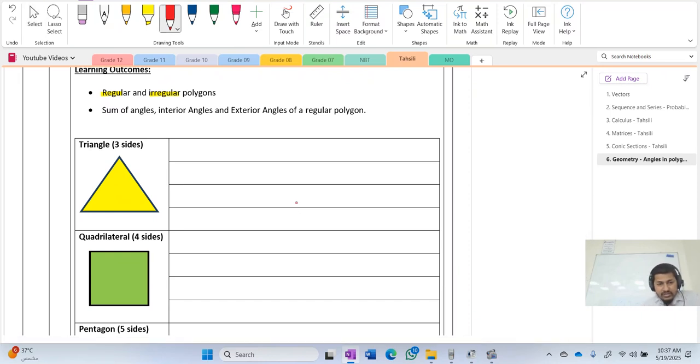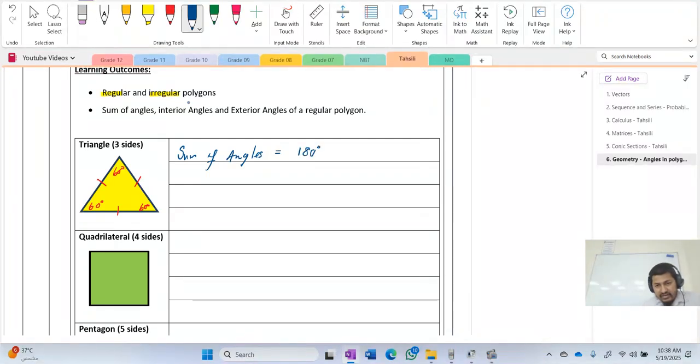Thereafter we'll study the sum of angles, interior angles, and exterior angles of regular polygons. Now we're looking at this regular polygon, which is a triangle, so all the sides are the same, so basically each angle is the same. Remember, the sum of angles in a triangle is equal to 180 degrees. So we know the angle sum.